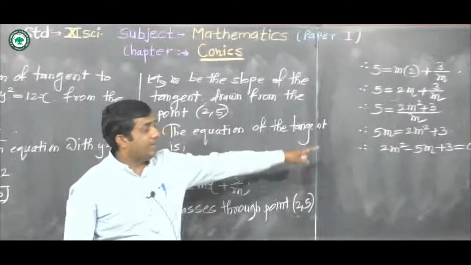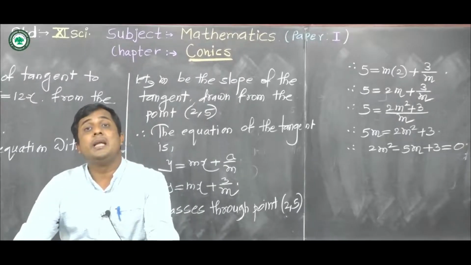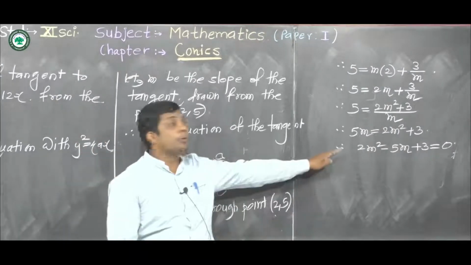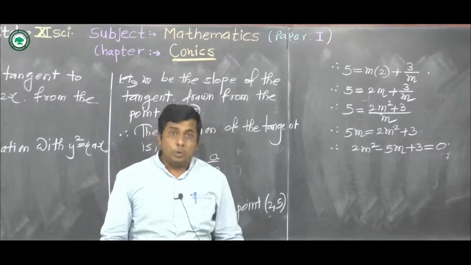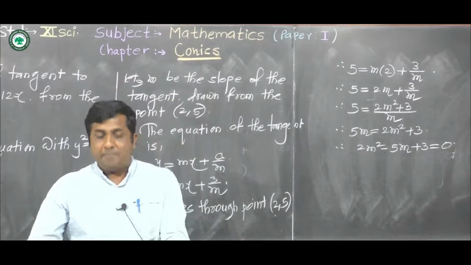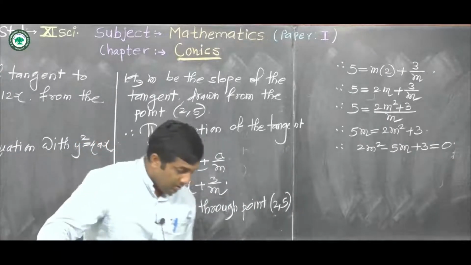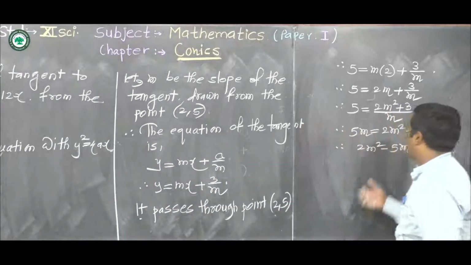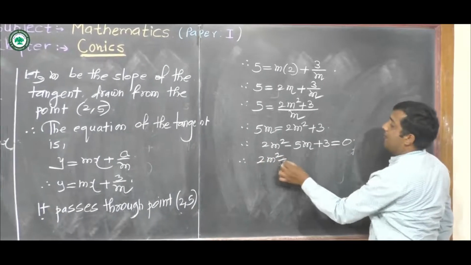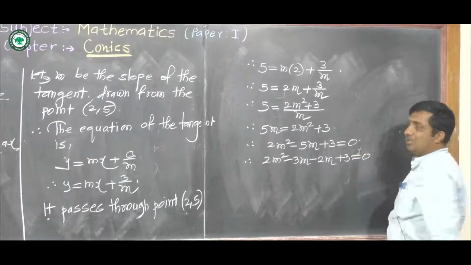We get here a quadratic equation. And this is a quadratic equation in m. So it has two roots. This equation has two roots. Let m1 and m2 be the two roots of the given equation. Okay, so here firstly we solve this equation. Here we get 2m square minus 3m minus 2m plus 3 is equal to 0.